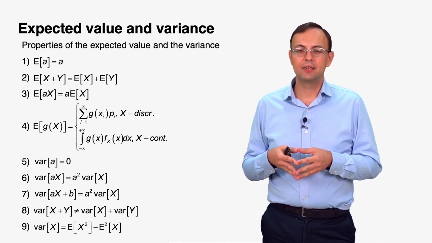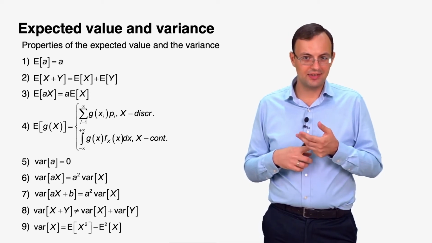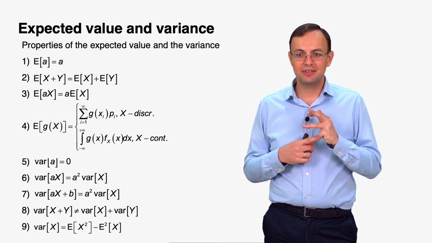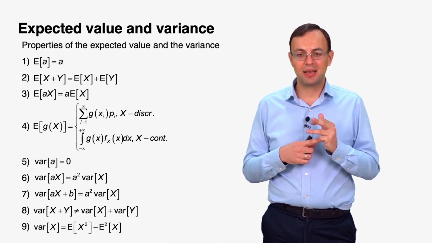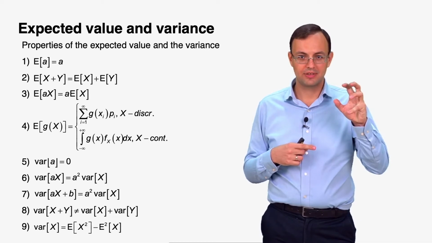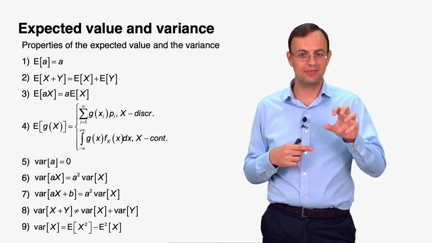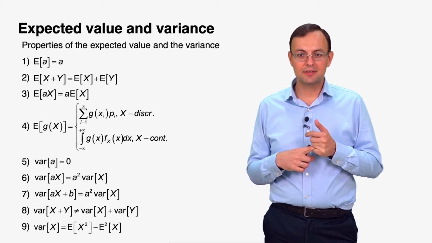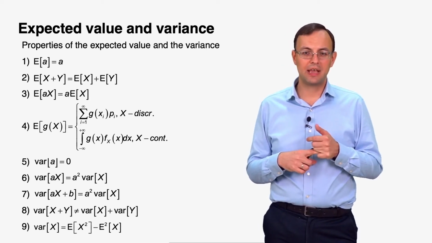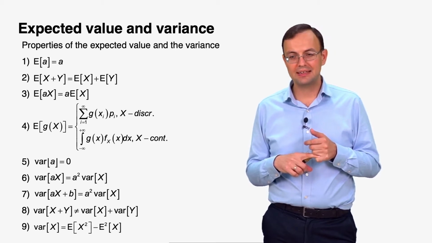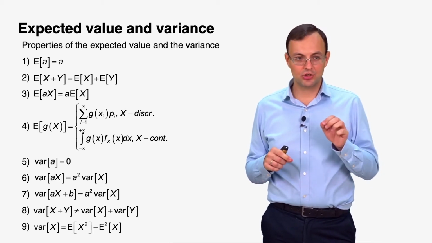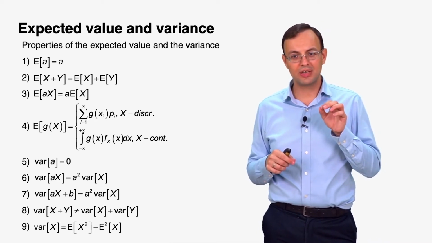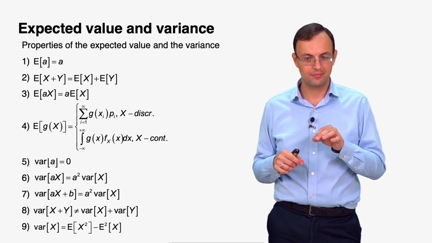Then variance of a times X is equal to a squared times variance of X, because variance is defined as the expected value of a squared deviation. Then variance of aX plus b is equal to a squared times variance of X. So you see that addition of a non-random number to a random variable does not affect the variance.